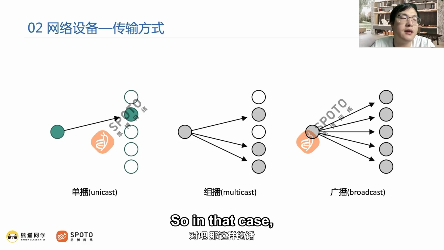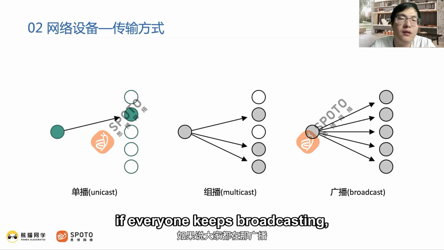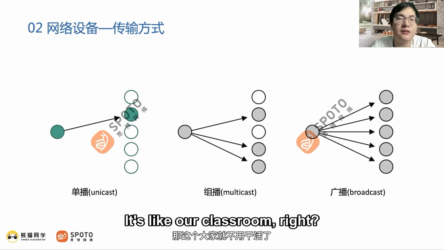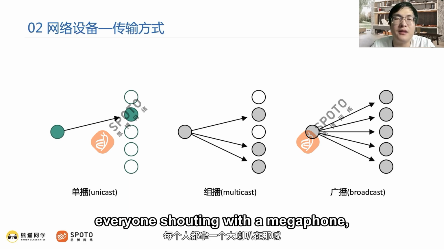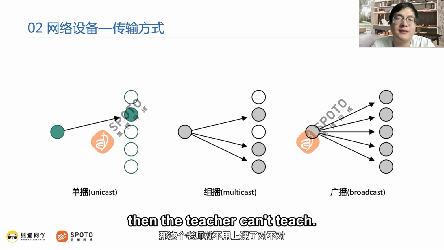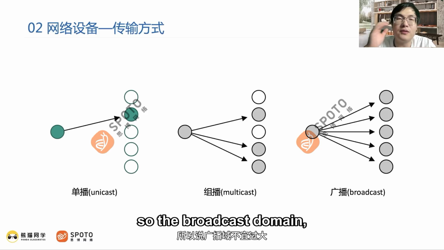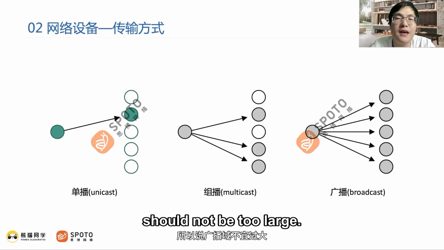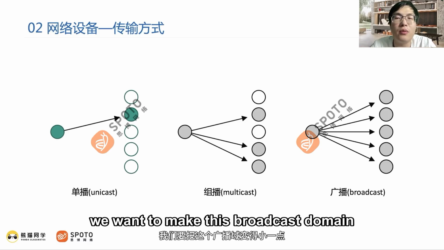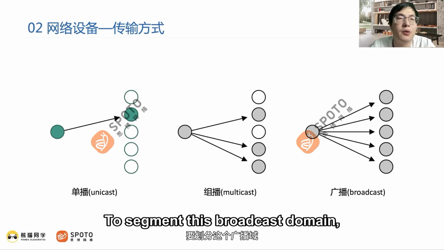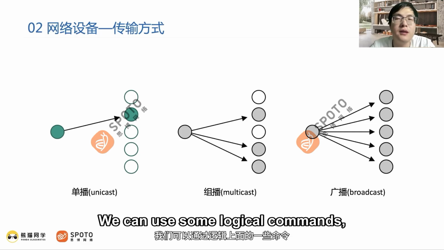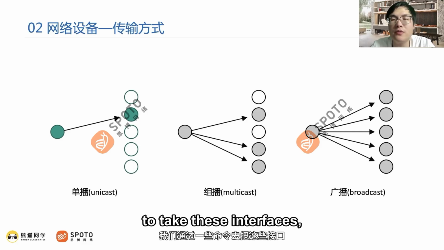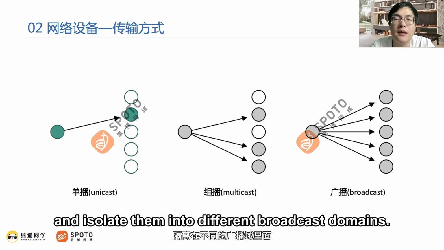Right? So in that case, if everyone keeps broadcasting, then no one can get any work done. It's like our classroom, right? If there are 1,000 people and everyone is shouting with a megaphone, then the teacher can't teach. Right? So the broadcast domain should not be too large. Generally, we want to make this broadcast domain a bit smaller. To segment this broadcast domain, this is also a feature of our enterprise-level switches. We can use some logical commands. Right? We use some commands to take these interfaces and isolate them into different broadcast domains.